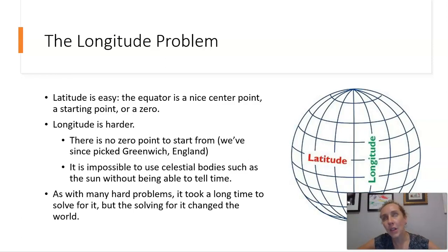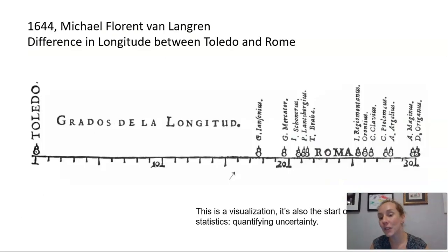But you can't tell longitude from celestial bodies. So you can't use the sun or the moon or anything like that. You have to be able to tell time. As with many, many, many hard problems, it took a long time to figure that out. But along the way, all kinds of incredible inventions come up.